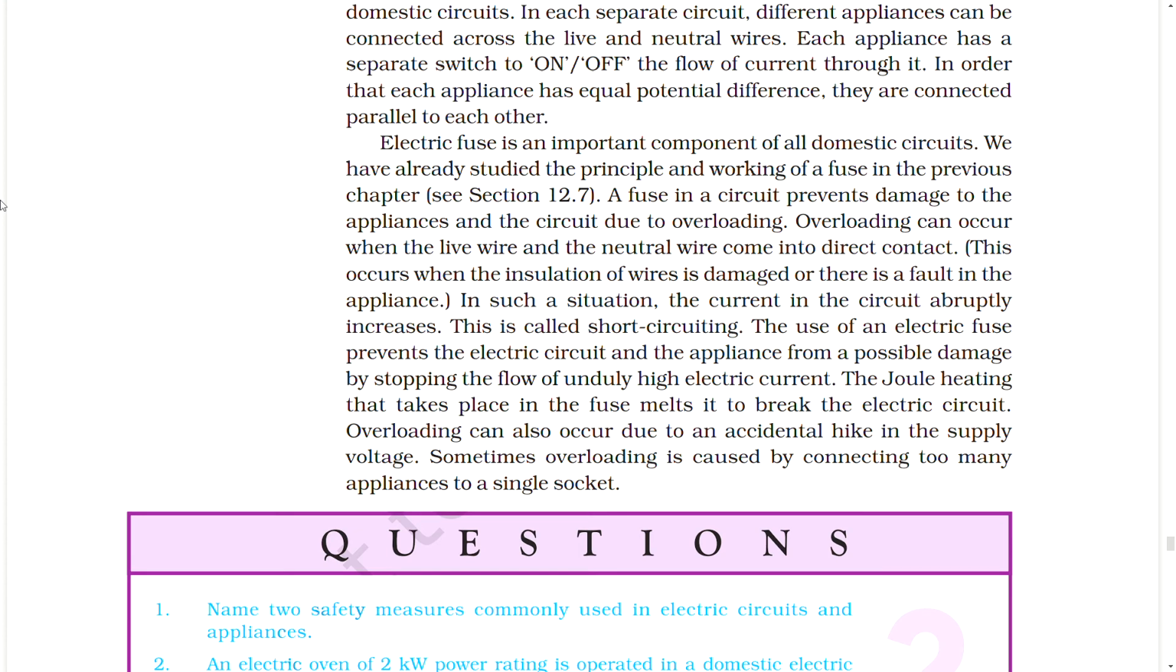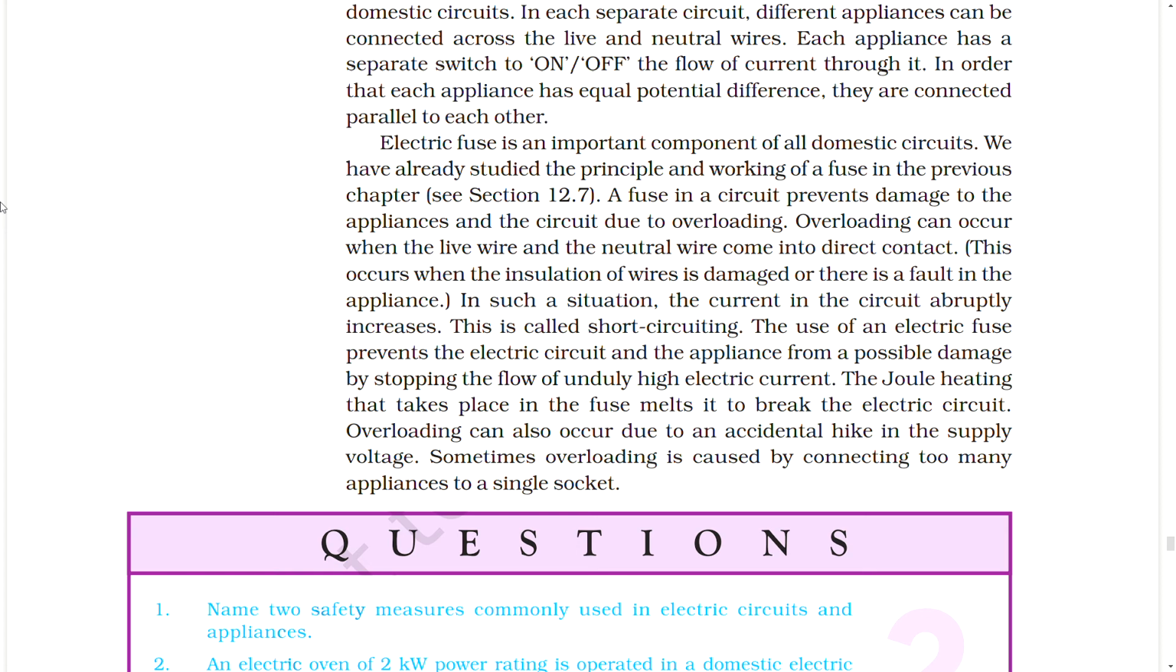An electric fuse is an important component of all domestic circuits. We have already studied the principle and working of a fuse in the previous chapter, section C. A fuse in a circuit prevents damage to the appliances and the circuit due to overloading. Overloading can occur when the live wire and the neutral wire come into direct contact. This occurs when the insulation of wires is damaged or there is a fault in the appliance.